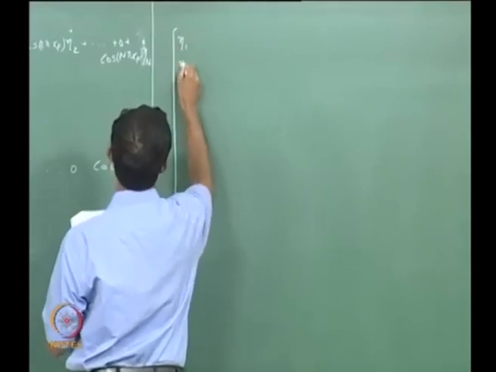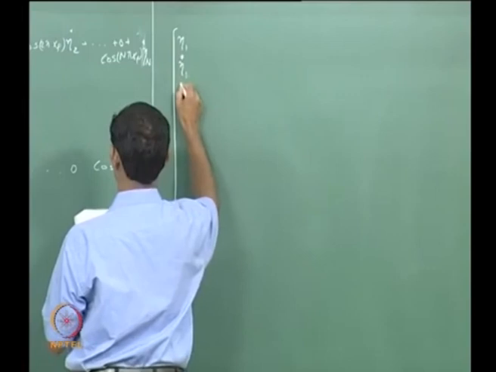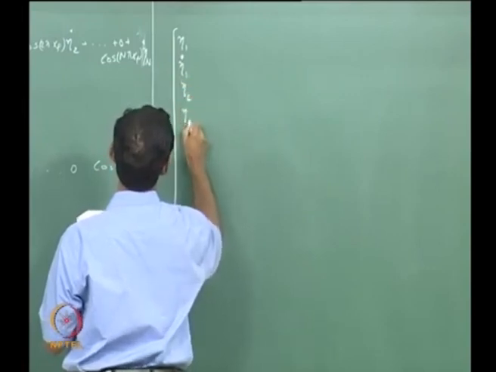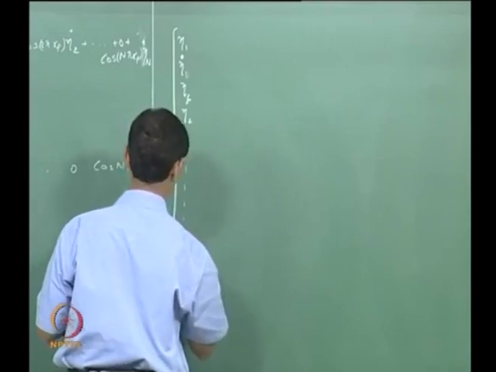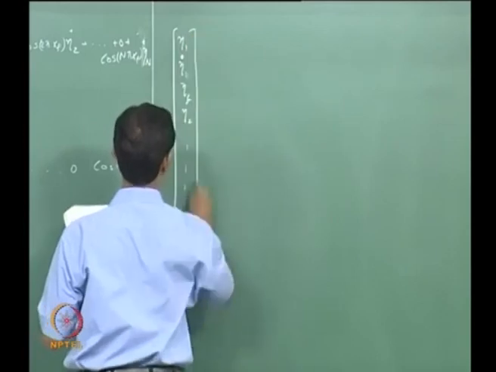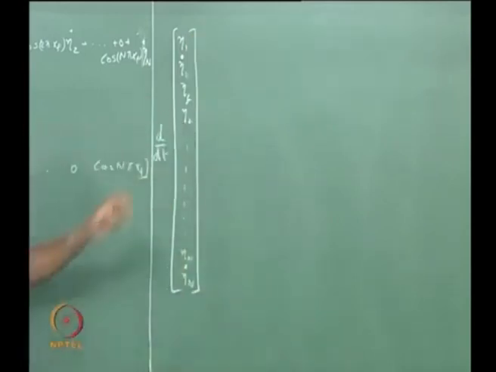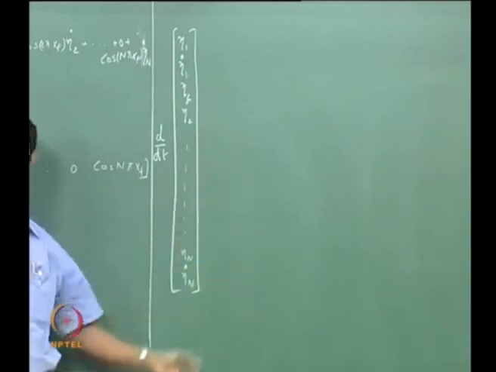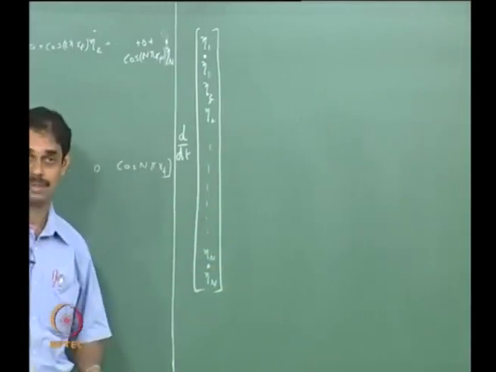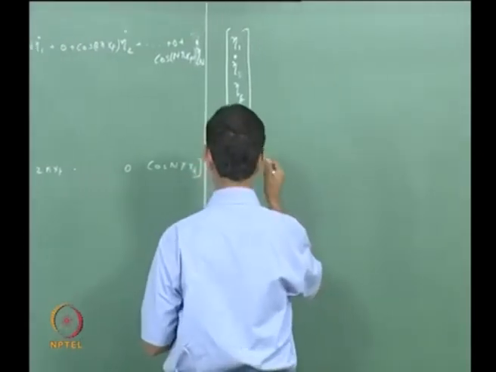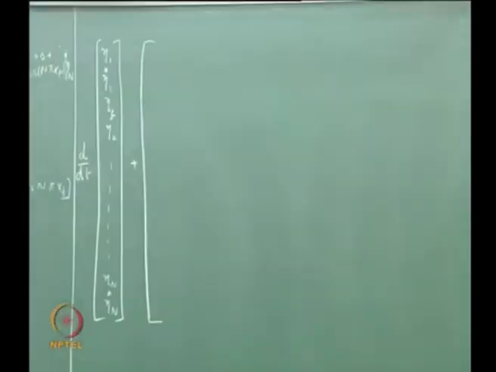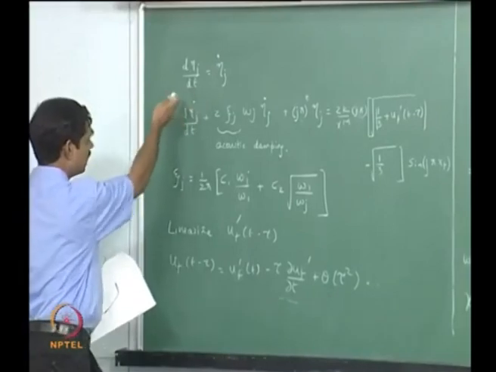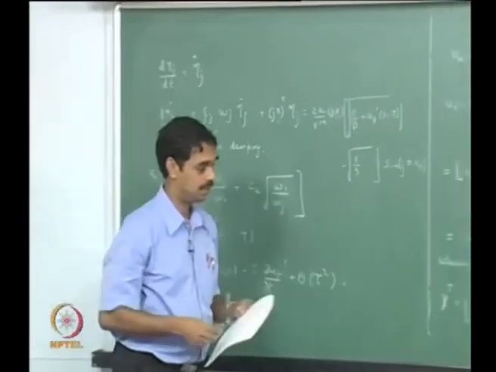Because you do not have to write long hand in the computer. You can assemble them in this way, or you can put all the etas first and all the eta dots next. That is all up to you, okay. Some way you assemble. So if you go back and look at this equation, d eta dot by dt equal to eta j dot, or d eta dot minus eta j dot equal to 0. So that equation will assemble.